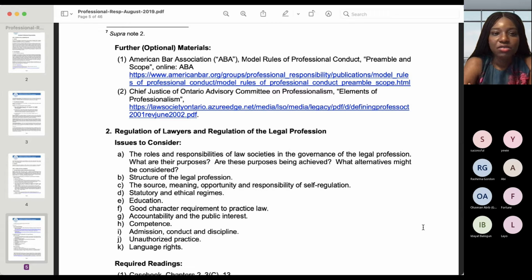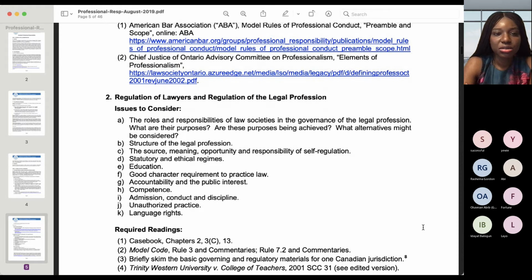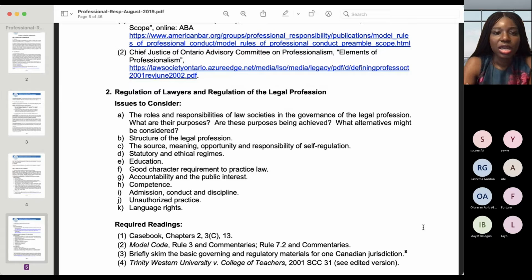It does talk about regulation of lawyers and regulating of the law profession. If you're still looking at my screen, it talks about the role and the responsibilities of law societies in the governance of the legal profession. This is where we talked about how intrusive can they be? Is it just your public activities or your personal activities that they can look into? What are the responsibilities of the law societies and how do they govern us? And obviously, I mentioned self-regulation and how the law societies can regulate its members.